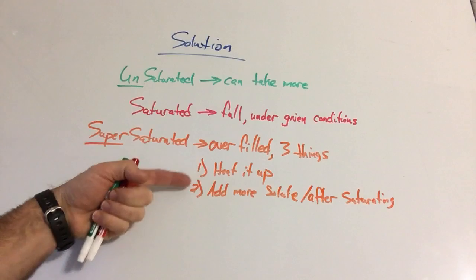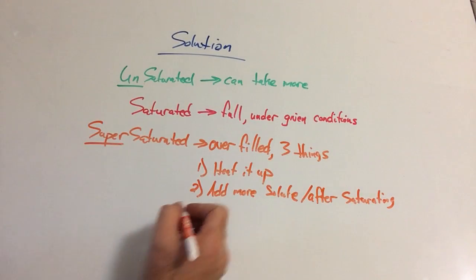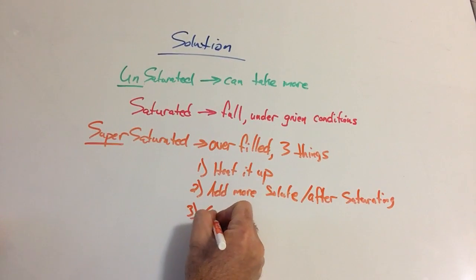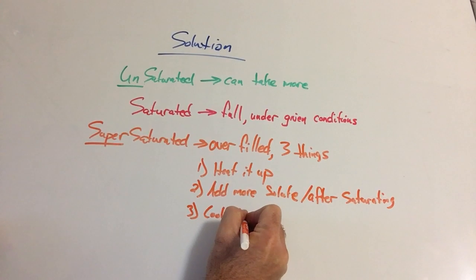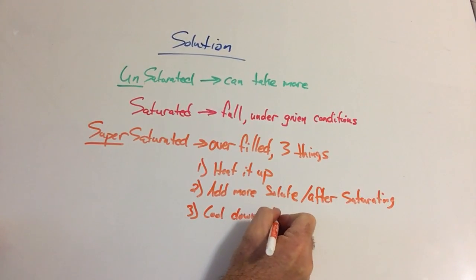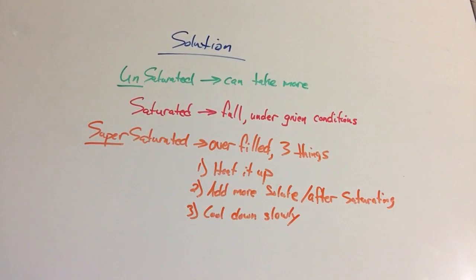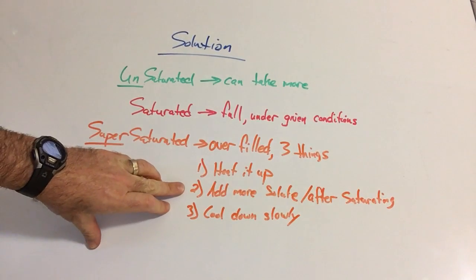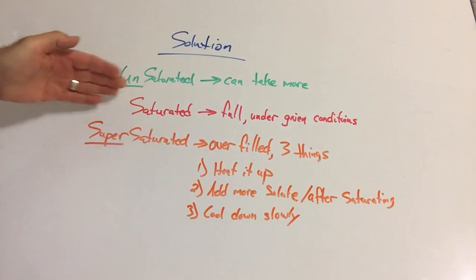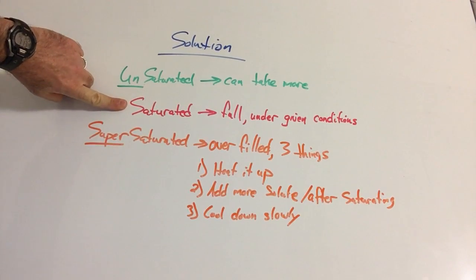At that lower temperature, at the original temperature. And then three, cool down slowly. Now, once you've added more, that is super unstable. This is filled and stable.